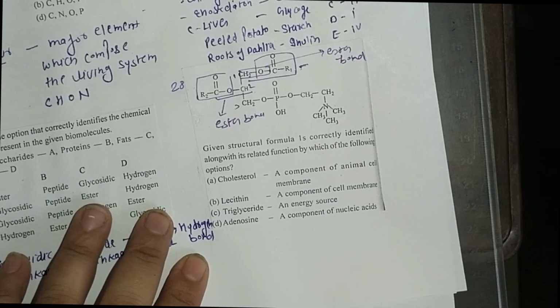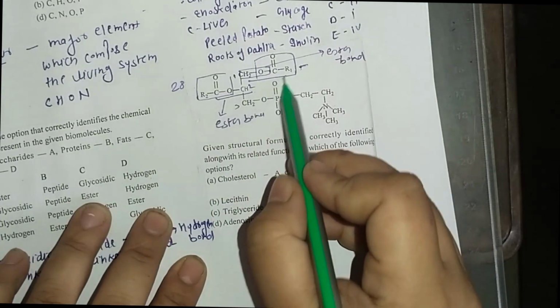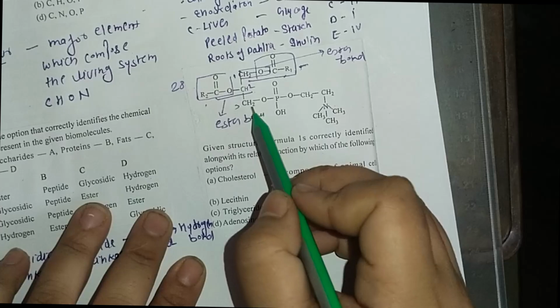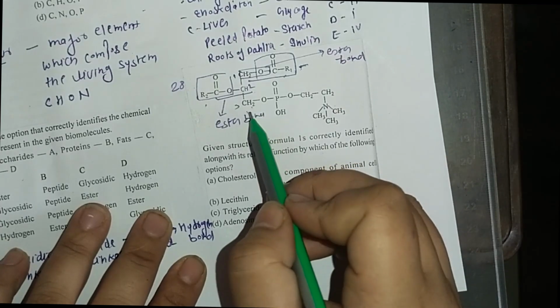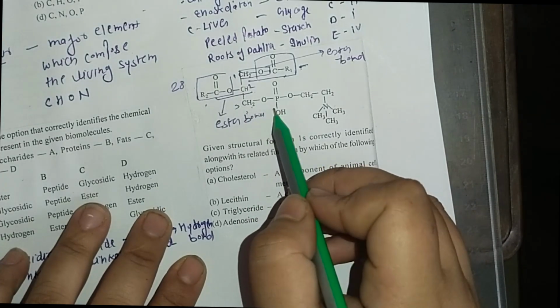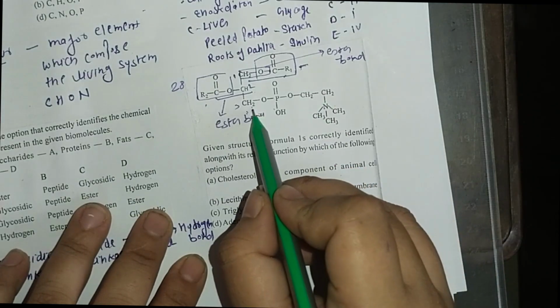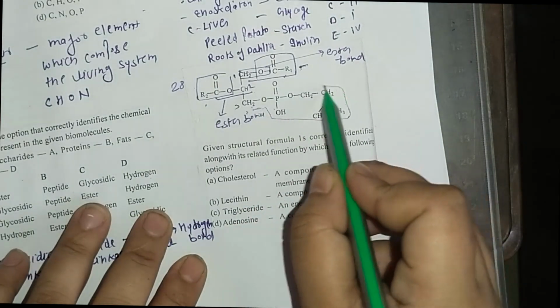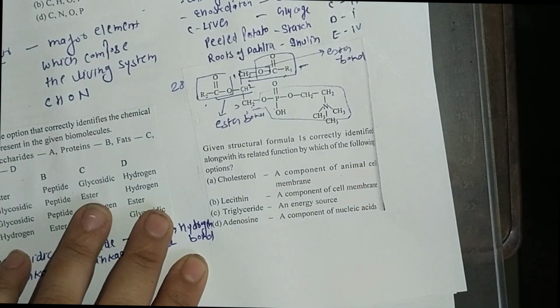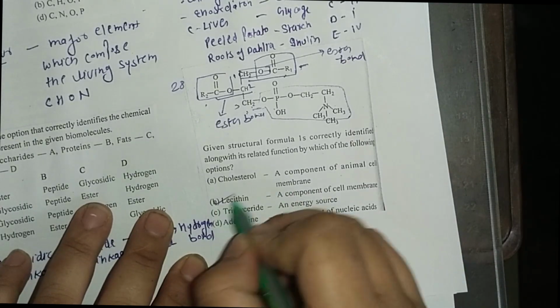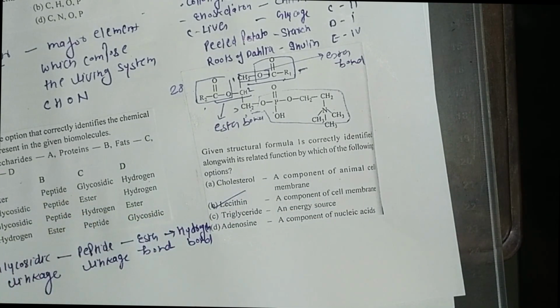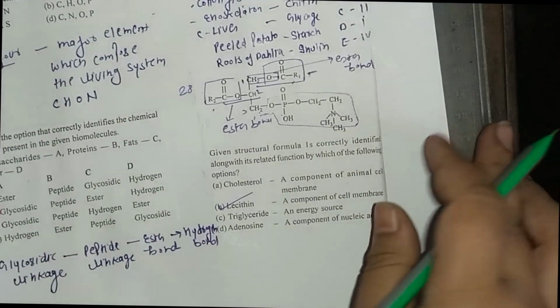What we have studied is that in lecithin there are two fatty acid molecules attached to a glycerol molecule, and at one end it is attached to a phosphate compound. So see, at one end the third carbon is attached to the phosphate compound. So B is the correct answer. Lecithin is a component of the cell membrane. Moving on to the next question.